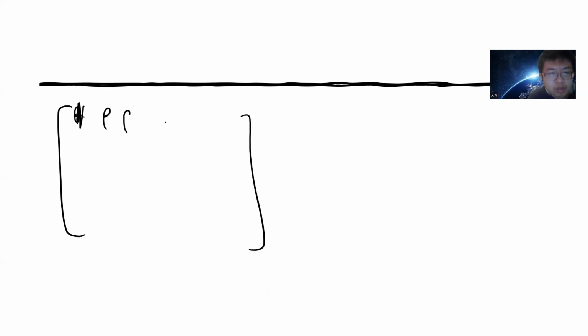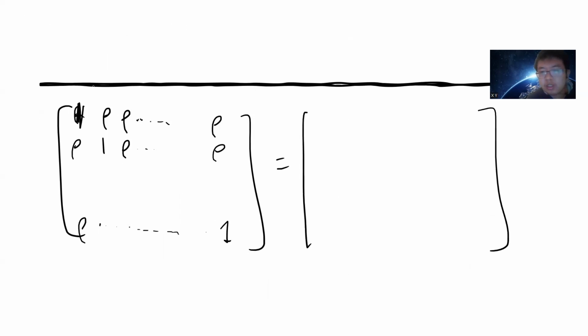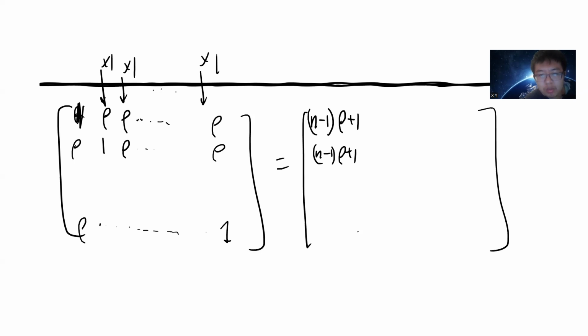For n by n, it's trivial. You just do the same thing: the matrix has 1 and ρ entries, with ρ, 1, ρ and so on. Let's do the same thing: multiply by −1 and add to the left. So you get (n − 1)ρ + 1, (n − 1)ρ + 1, (n − 1)ρ + 1.